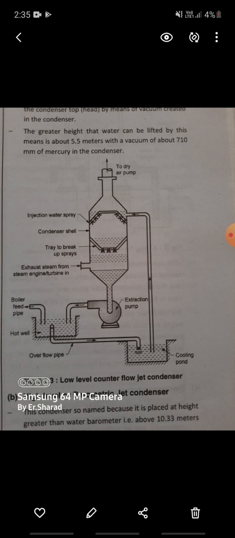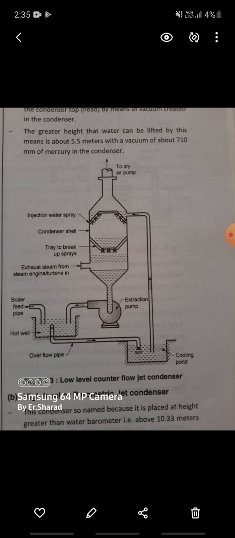In a parallel flow jet condenser, the exhaust steam and cooling water flow in the same direction, which means the steam and water enter from the top of the condenser and fall together to the bottom, where the mixture is removed by an extraction pump.